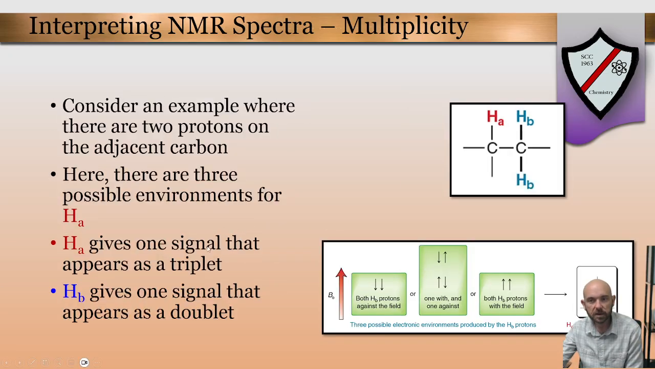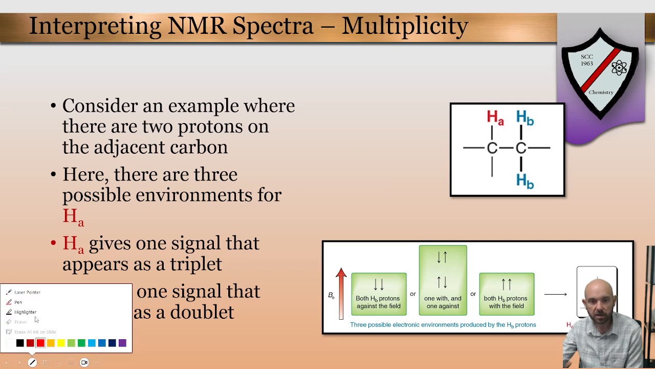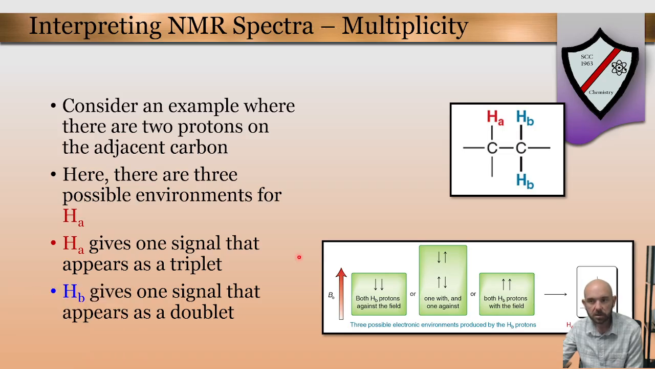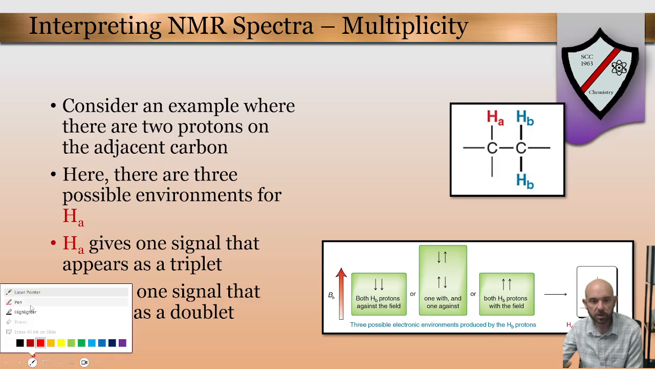So we can see an example here. We're taking into account the signal of HA. HA is highlighted here in red, and they don't have it drawn in very well, so I'm going to draw this in.